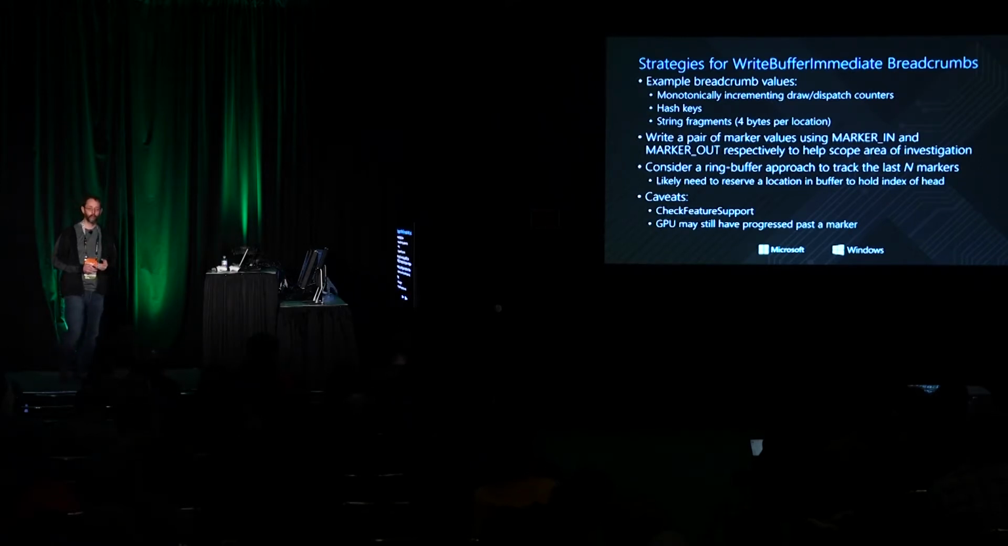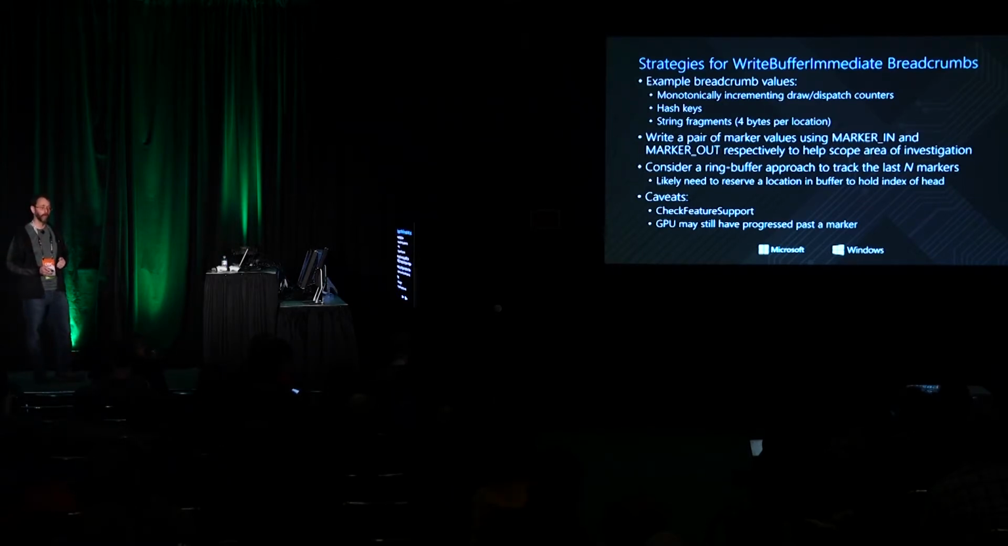Some of the strategies for using write buffer immediate for breadcrumbs. What kind of values do you want to write? Well, you could simply write the index of a draw or dispatch call that was just submitted. You can get fancier and put in hash keys into, say, a table that contains PIX labels or call stacks of draw calls. If you're using this for string labeling of points in a command stream, and your strings aren't huge, you could just place string fragments directly into the buffer in the values that you're writing.